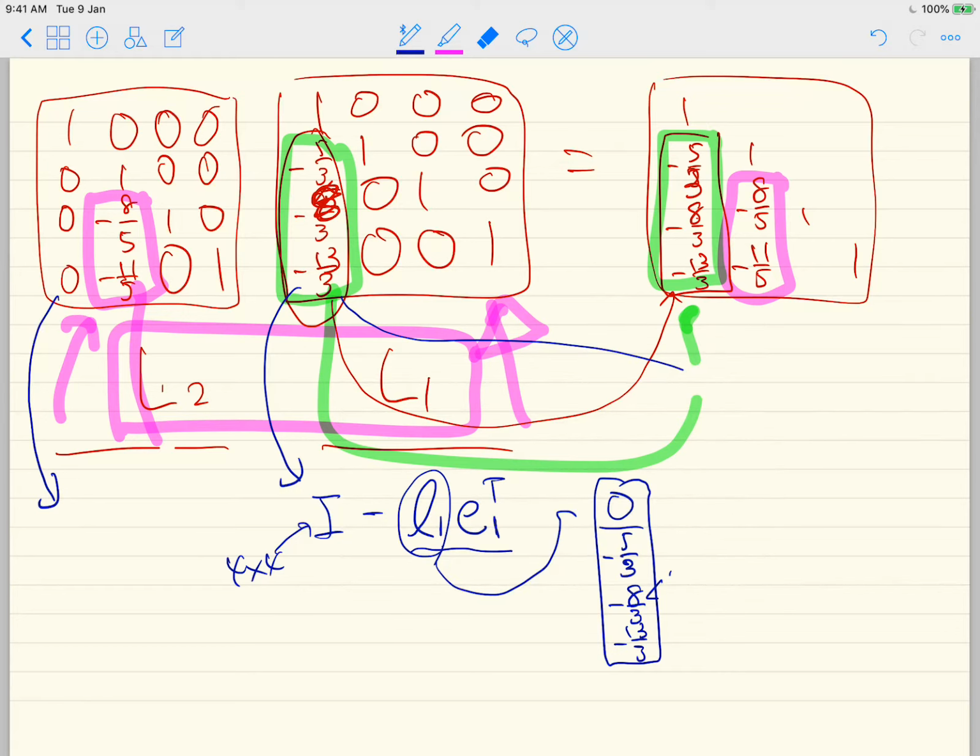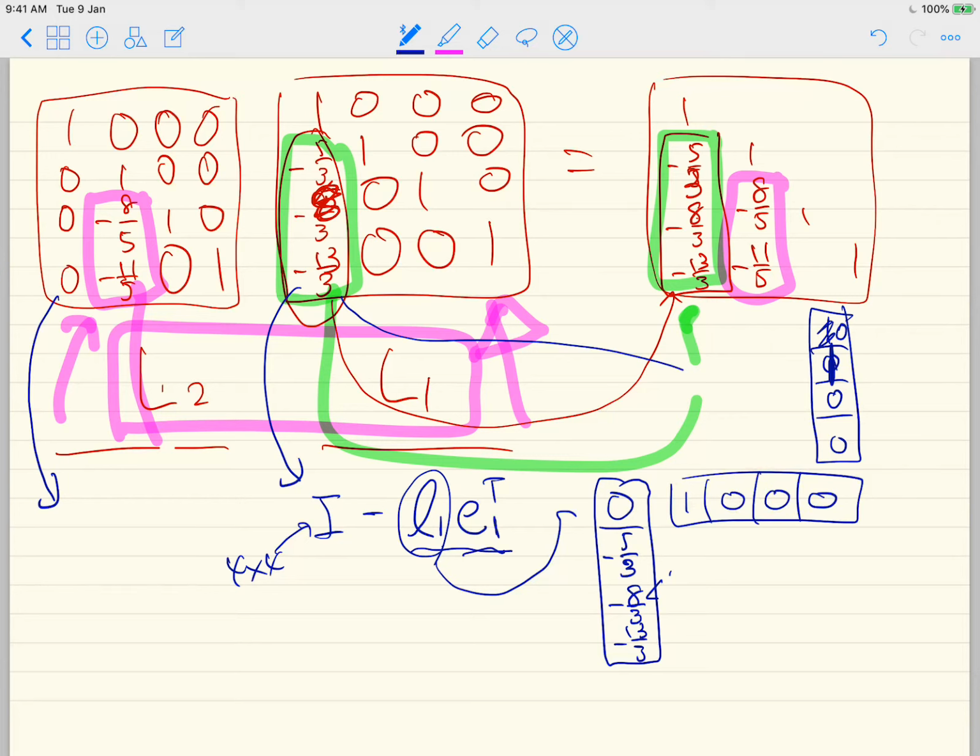We consider this column vector, and this E1 is just a standard unit vector. If it is E1, then it's like 1 0 0 0, and if it is E2, then it's like 0 1 0 0. That is a standard unit vector that we are familiar with, and then we consider its transpose version, which is like 1 0 0 0.